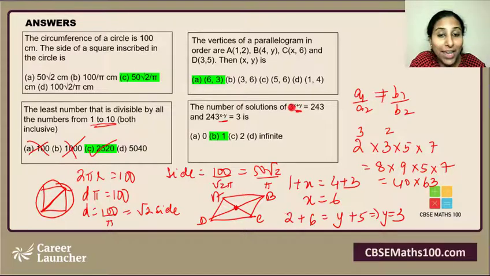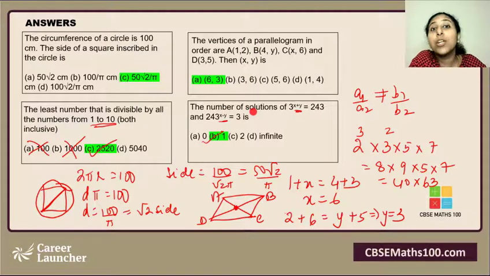A1 is the coefficient of x, which is 1. A2 is the coefficient of x, which is again 1. 1 by 1 is 1. B1 is the coefficient of y, which is 1. And B2 is the coefficient of y in the second equation, which is minus 1. Here we are getting this ratio is minus 1. 1 not equal to minus 1, which means that this would have a unique solution. And hence the answer for number of solutions here will be 1.